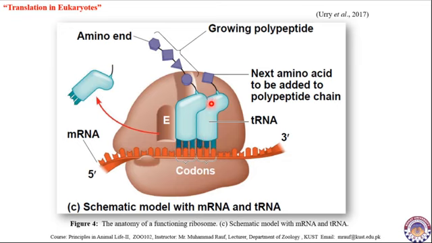Now the polypeptide grows at its carboxyl end, means there will always be a carboxyl end available which will bind with the amino end of the incoming amino acid.